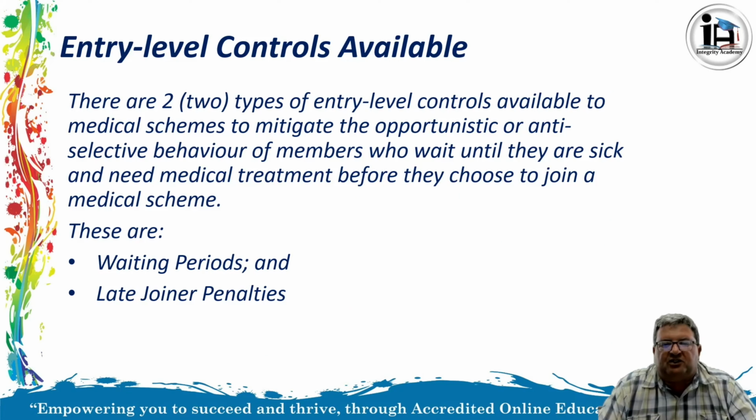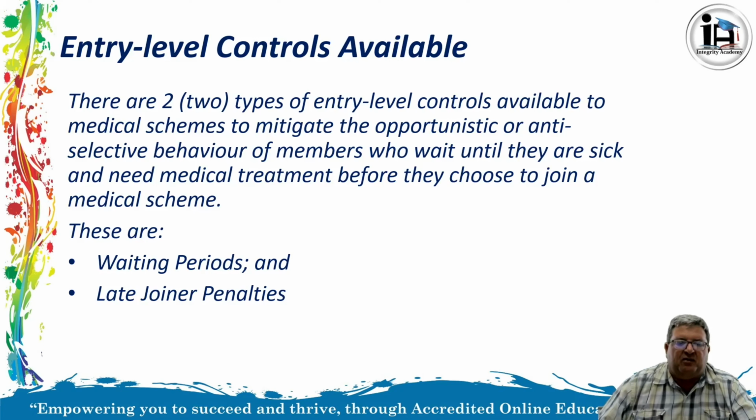There are two types of entry-level controls available to medical schemes to mitigate the opportunistic or anti-selective behavior of members who wait until they are sick and need medical treatment before they choose to join a medical scheme. Now, these are the entry-level controls available. How are we going to control people that are seen as new joiners? There are two ways to do this: number one, waiting periods, and number two, late joiner penalties.